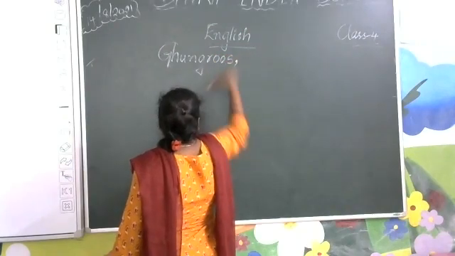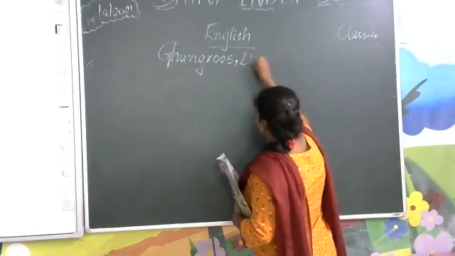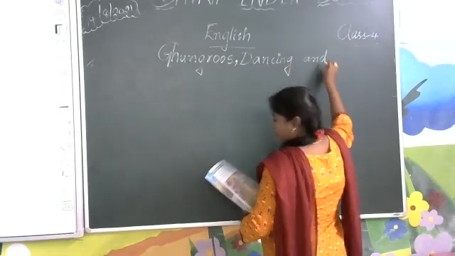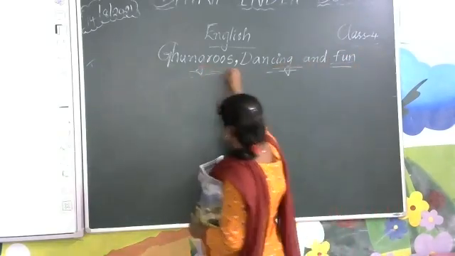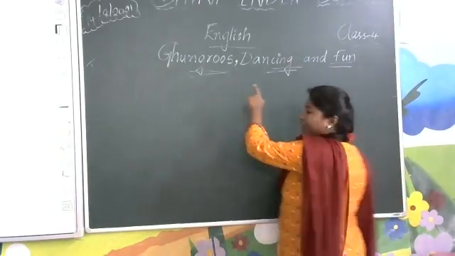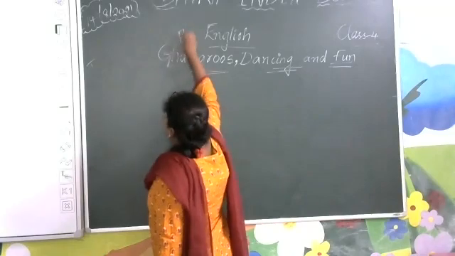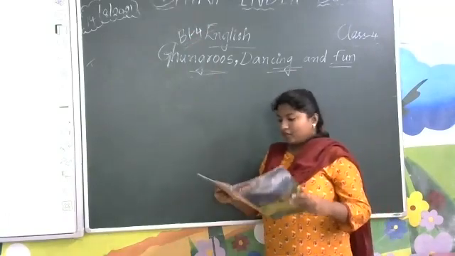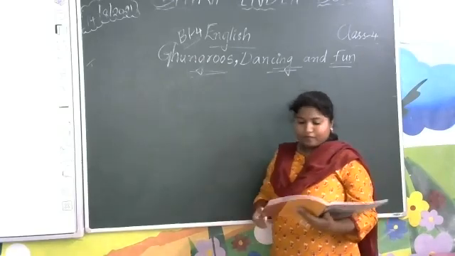Gungurus dancing and fun. What is the lesson name, children? Gungurus dancing and fun. This is our block 4. Okay. The test is easy from now until the lessons are done. You have to listen to the lessons.